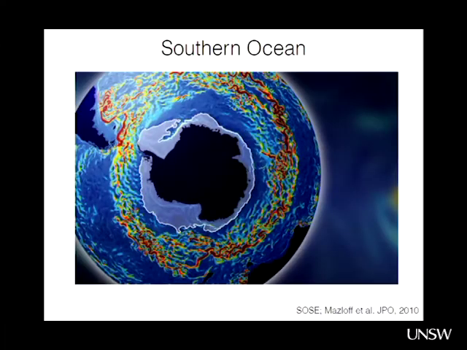It hasn't got a scale. It's just showing velocity, surface velocity of the ocean. So all these red patches are showing filaments of the current.